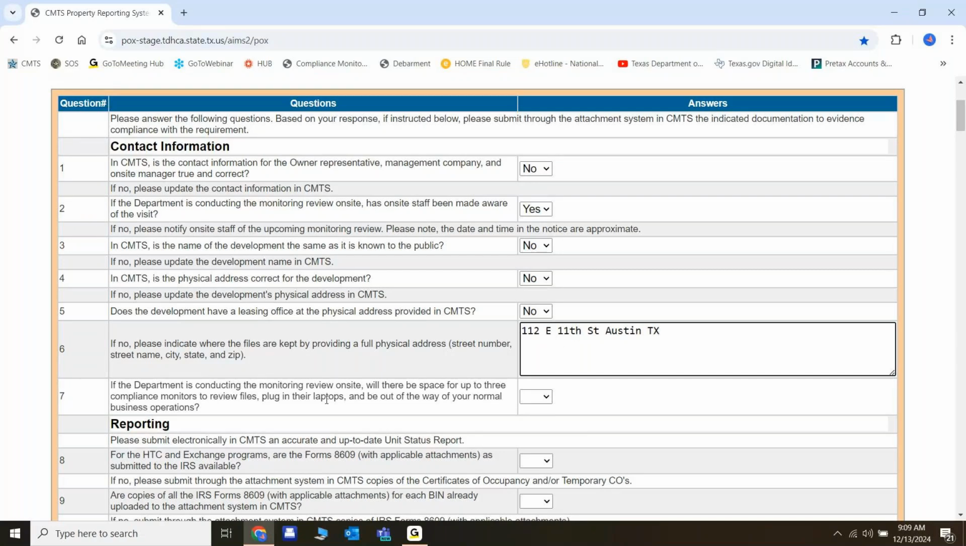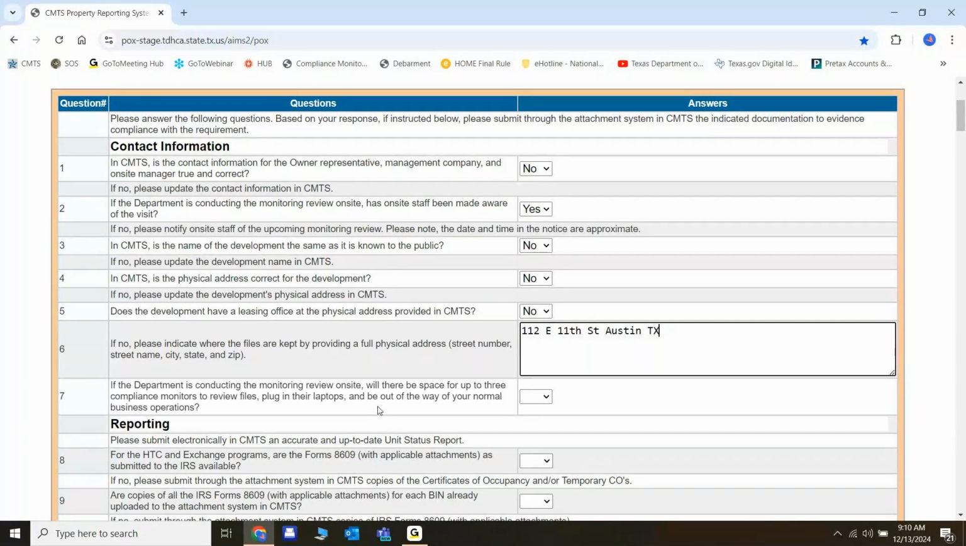If the department is conducting this review on site, because sometimes we do on site and sometimes we do electronic reviews where we ask you to submit files electronically. But if we are coming on site, will there be space for up to 3 monitors to review files? It doesn't mean that there will be 3 monitors, but that is our biggest trips. On our smaller trips, we'll have 1 to 2. So we just want you to be prepared that there could be up to 3 people coming into your office.